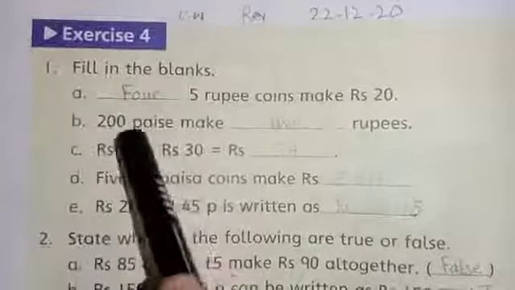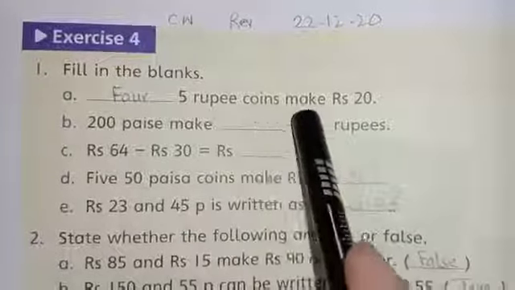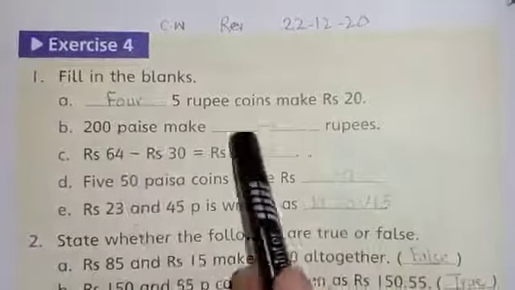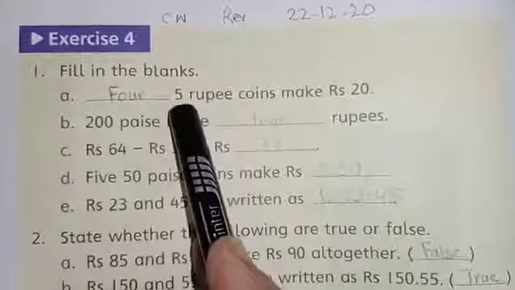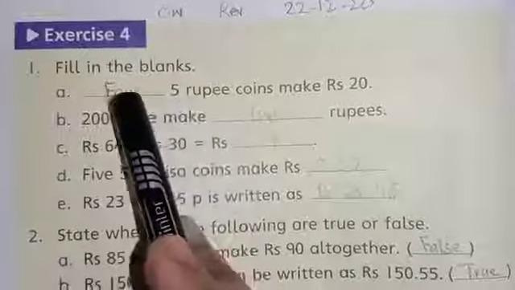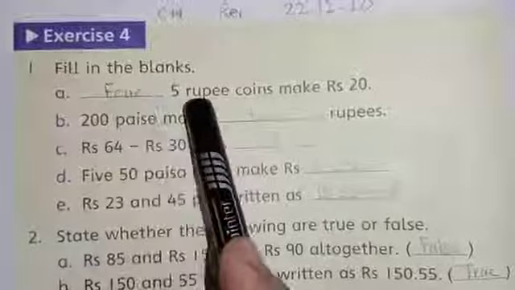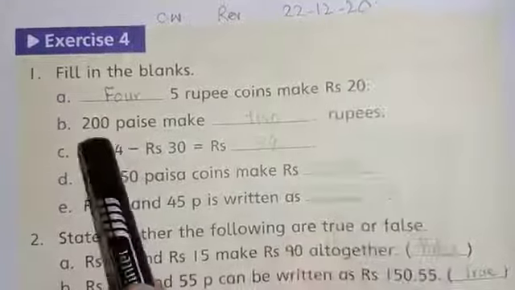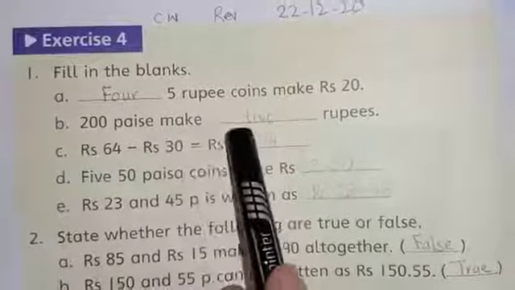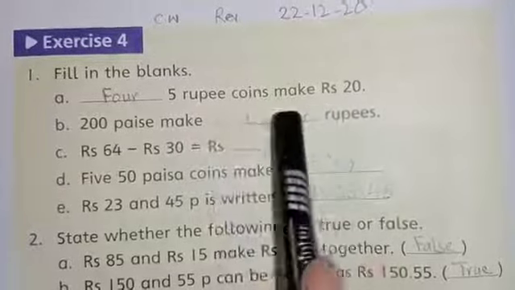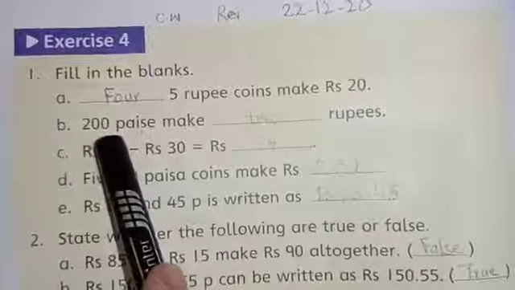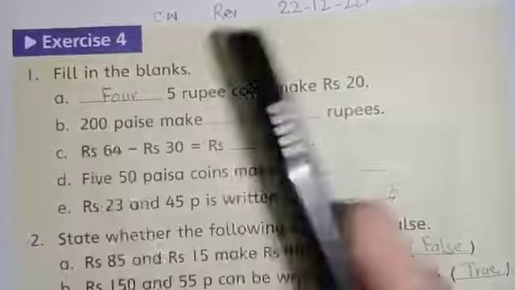Question number 1 is fill in the blanks. How many 5 rupee coins make rupees 20? Read the table of 5. 5 fours are 20, so it's 4. It means 4 five-rupee coins make rupees 20. 200 paise make how many rupees? It's 2 rupees, because in 1 rupee there are 100 paisas and in 2 rupees there are 200 paisas.